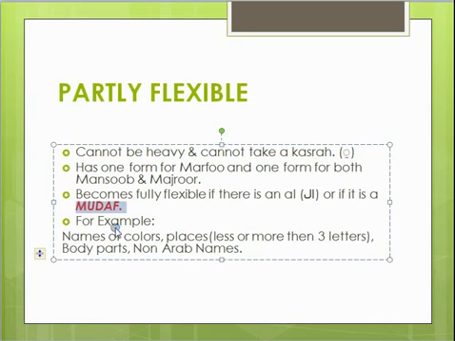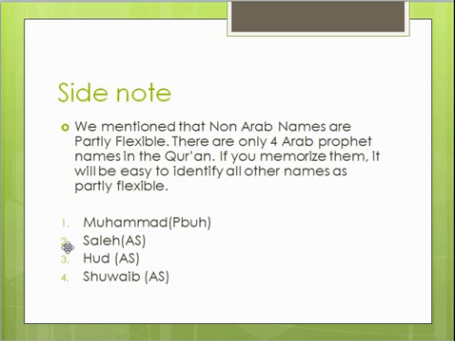So that's all. And for example, it is in the names of colors, places, that have either less than 3 letters or more than 3 letters, but not 3 letters. The places which have 3 letters are not partly flexible. Body parts like your hand, eyes, the Arabic names of them, and non-Arab names. On a side note, we mentioned that there are non-Arab names which are partly flexible. That means all the non-Arab names in the Quran are partly flexible.